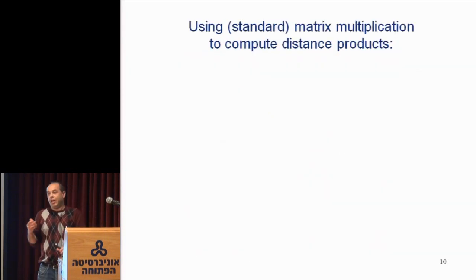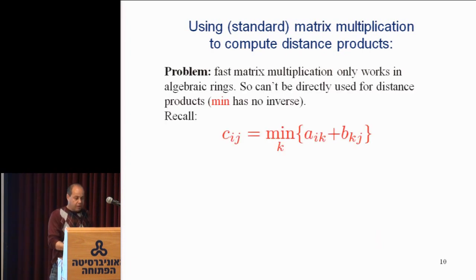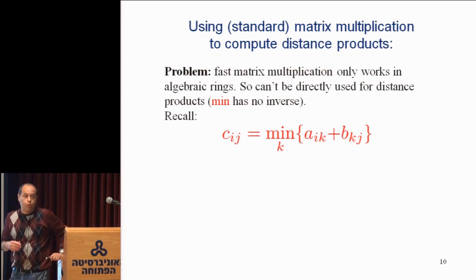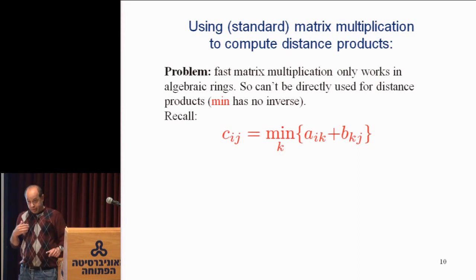Yeah, okay, but now we want to do distance products fast, not algebraic products fast. So how to do it? And there's a problem. All of these algorithms of Strassen and Coppersmith-Winograd and the group theoretic approach rely on the fact that we work inside algebraic rings. For example, they use subtractions. Now, this min-plus is not an algebraic ring. You cannot use these algorithms to do distance products. So we want to circumvent the fact that this is not an algebraic ring.